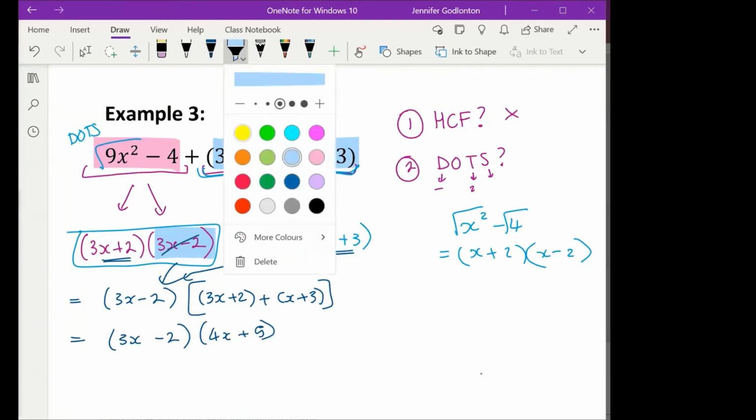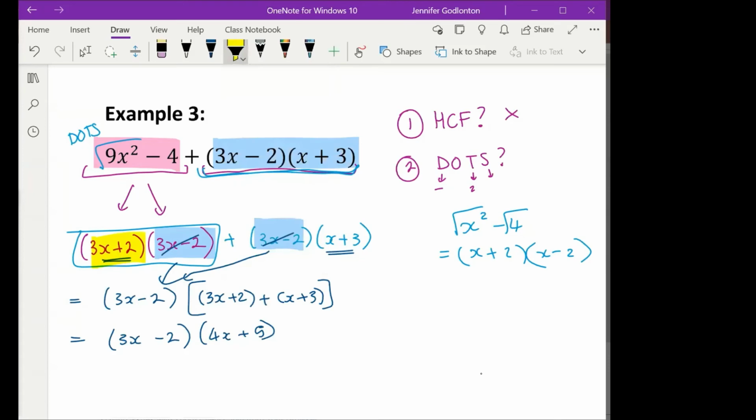Okay, so I had this left over here, which was there, and I had this left over here, which was there. And then the last step, all I did was I added my like terms. Okay, so I had 3x plus x, which gave me 4x, and I had 2 plus 3, which gave me 5. And that's our final answer there.